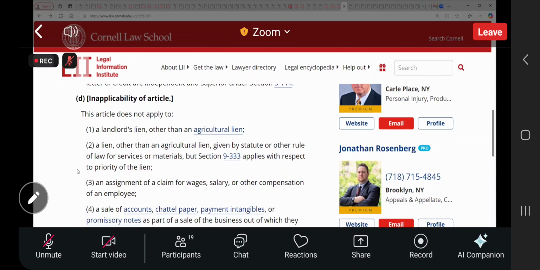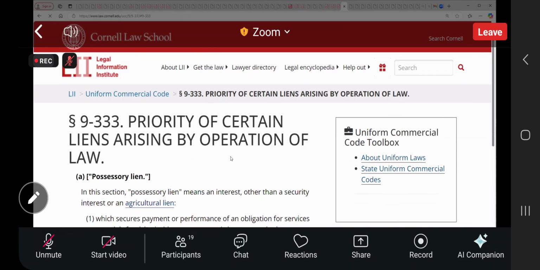Watch the double talk. Number 2, a lien other than an agricultural lien given by the statutes or other rules of law for service or materials. But section 333 applies with respect to the priority of a lien. So if we want to put a lien on somebody, we want to write this code down: this lien applies to such and such company according to UCC code 9-333. And let's look at what 9-333 says.